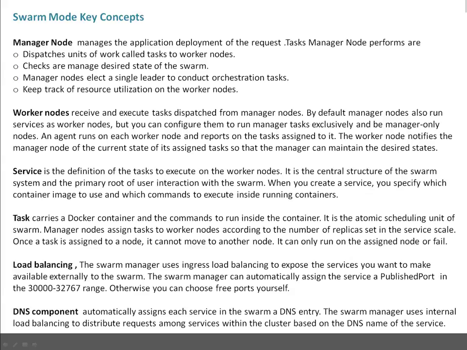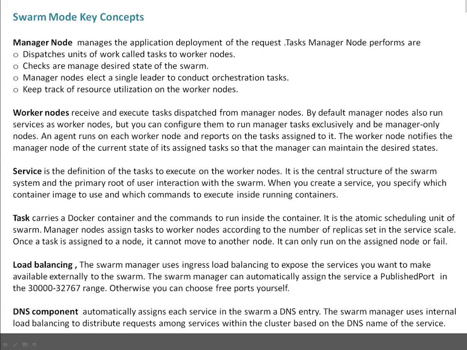Manager node elects a single leader to conduct orchestration tasks. The term leader means when we have multiple manager nodes, more than one, then one node will become the leader and Swarm automatically elects a single leader, because at a time you will have a single leader. The others will be managers, still managers, but they will not be the leader. Leader is the only one who is the main entity in that particular cluster. Manager node keeps track of resource utilization on the worker nodes. So it checks how much a particular node is utilized. If a node is heavily utilized, Swarm will not kick off any new job build on that particular node.